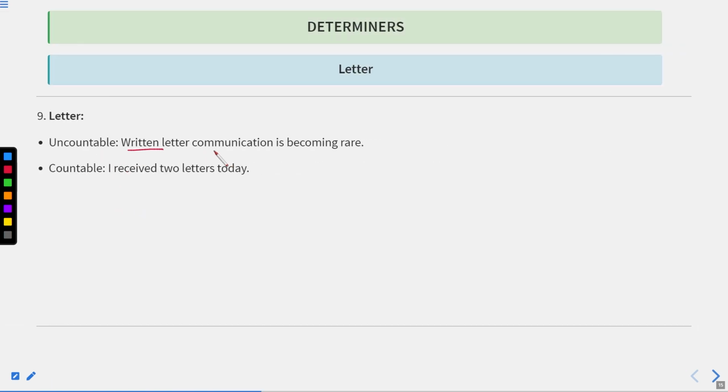Letter, uncountable. "Written letter communication is becoming rare." So with written letter communication, we are talking about a type of communication. And countable: "I received 2 letters today." So here we have talked about 2 letters, and letters are countable over here. We have a number before these letters, so in this sentence we are talking particularly about letters only. But if they are used for something else, or when we use these words to show the abstract nature of these nouns, that means they are uncountable in nature.